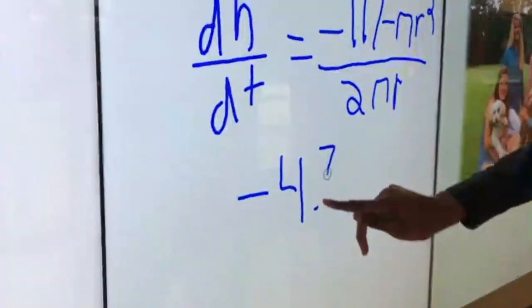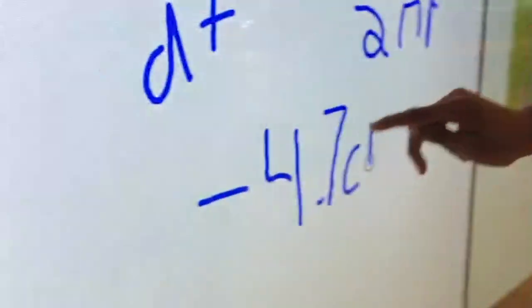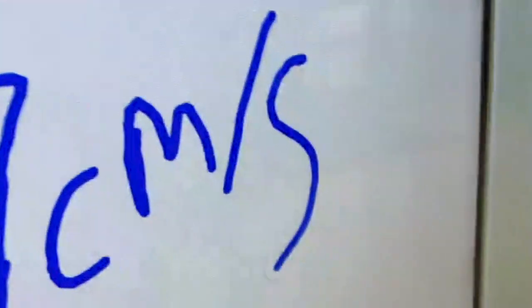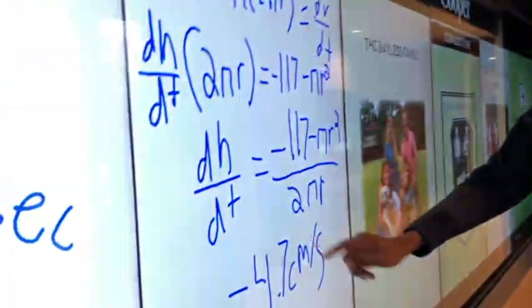4.7 centimeters per second. So there you have it, folks. The rate of the height is changing at negative 4.7 centimeters per second.